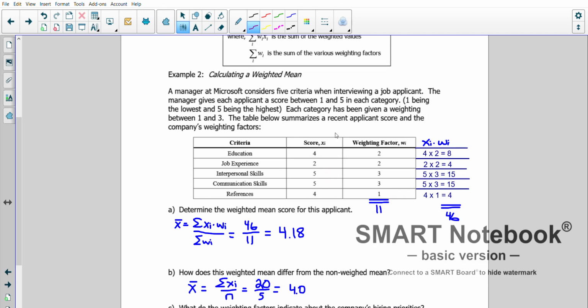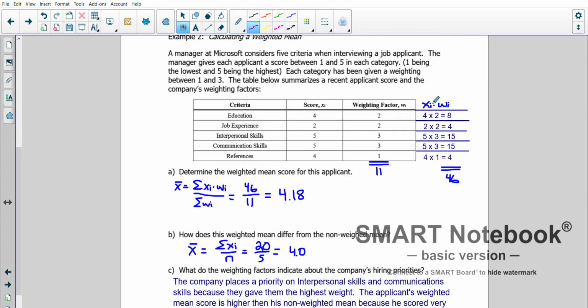So all this formula is telling me to do is take each mark and multiply it by its weight. This guy got a 4 for education, and that weight factor is a 2. So I'm going to go 4 times 2. I'm going to do that for all of the scores and all of the weights. You see I've already done that here. This is me doing a sum of all the scores times the weights. When that's all said and done, it just equals 46.